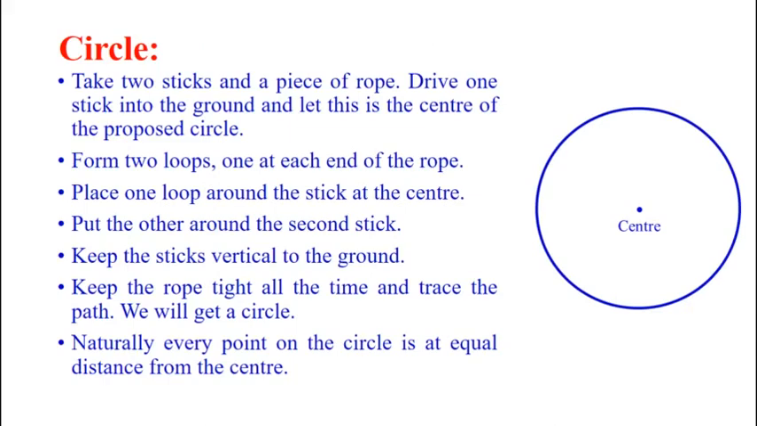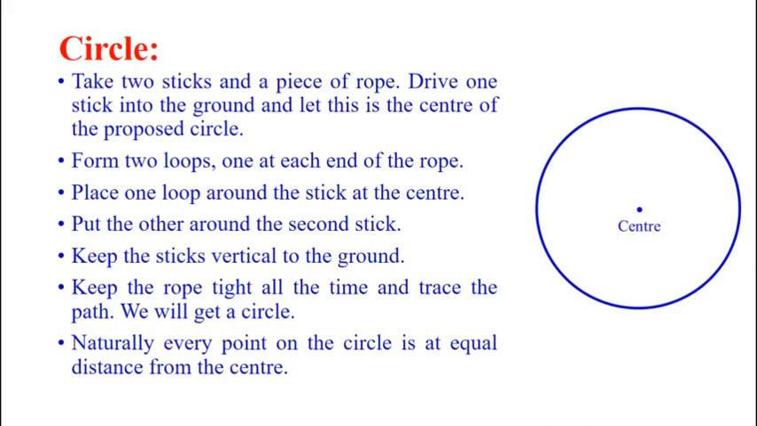First, what do you mean by a circle? Take two sticks and a piece of rope. Drive one stick into the ground, and let this be the center of the proposed circle. Form two loops, one at each end of the rope. Place one loop around the stick at the center. Put the other around the second stick.